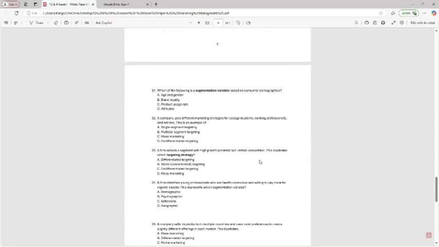Which of the following is a segmentation variable based on customer demographics? The question is asking which one is a demographic segmentation variable. Now you will remember the segmentation variables: demographics, psychological segmentations. There are 4 segmentation variables. So here, what is the correct answer?